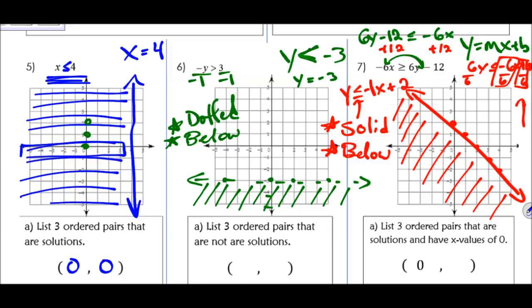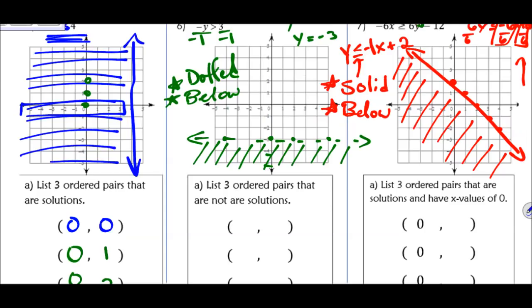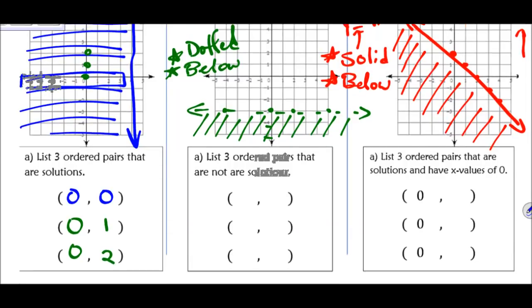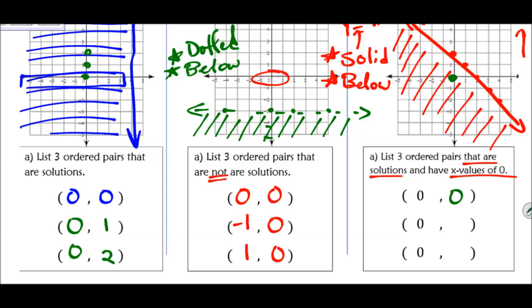So now let's go back and do the solutions for 6, and we'll do the solutions for 7 also. So 3 ordered pairs that are not solutions. Let's just use these 3 points, 0, 0, negative 1, 0, and 1, 0. All of those are above that line, so they are not solutions. On number 7, we want things that are solutions, and they have x values of 0. So an x value of 0 and a y value of 0 actually works there. So 0, 0. Let's go with 0, negative 3, and 0, negative 5. All of those 3 points are solutions because they're in this shaded area.